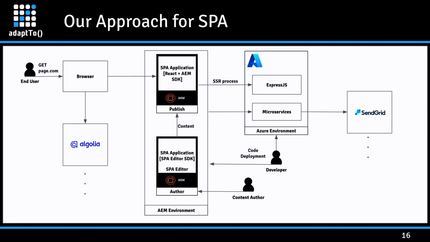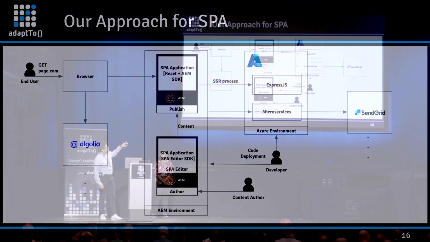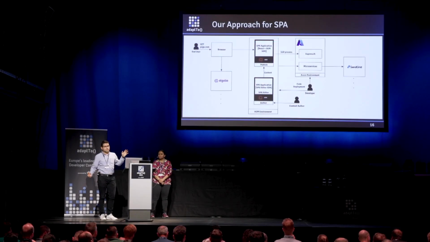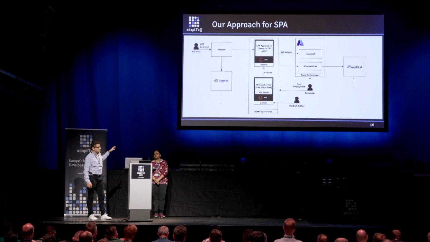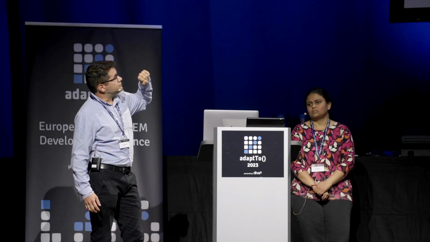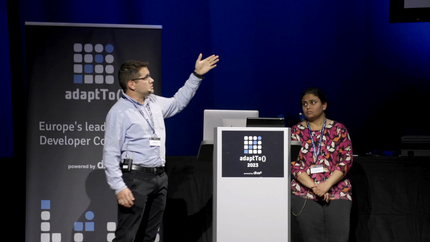From the content author perspective, the content author has what you see is what you get with the SPA editor and the SPA editor SDK from AEM. And also, you can see that we can have integrations with this approach. For example, from the browser perspective, we can use React libraries to use Algolia, for instance. That is something that we are using in this project. And you can also use microservices in the Azure environment to use SendGrid, for instance.